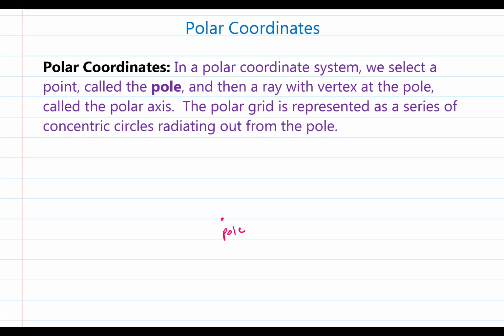This would correspond to the origin in the rectangular coordinate system. And then we will construct a ray with the vertex at the pole. So the ray can be anywhere, but I'm going to go ahead and choose a ray that opens to the right. And so this ray would correspond to the positive x-axis on the rectangular coordinate plane. This ray has a name, and it is called the polar axis.